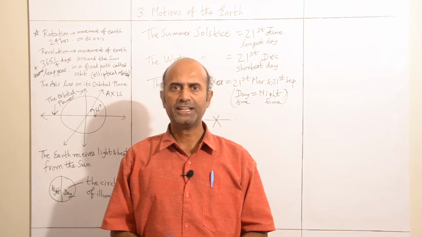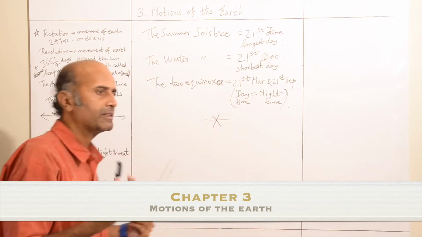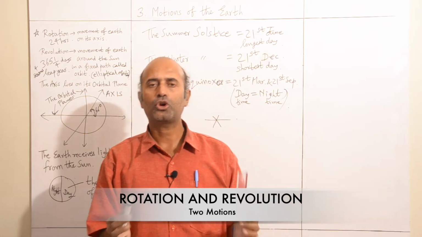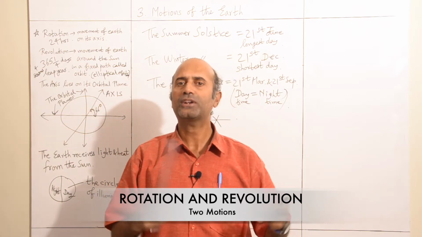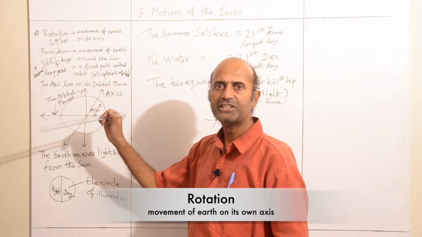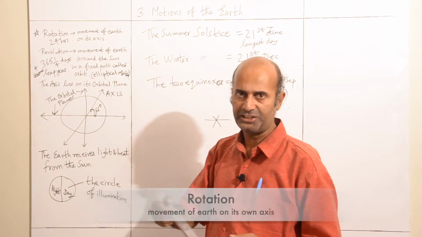Today we will be discussing chapter 3, motions of the earth. So the earth mainly has two motions. One is called rotation and another is called revolution. So what do you mean by rotation? Rotation means movement of earth on its own axis.